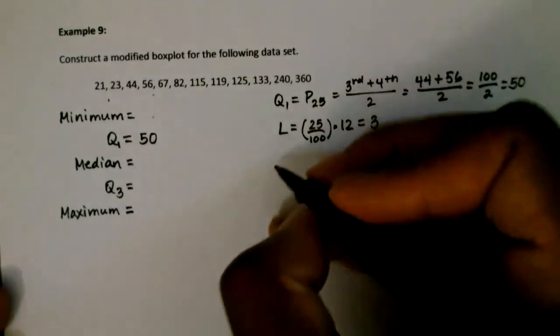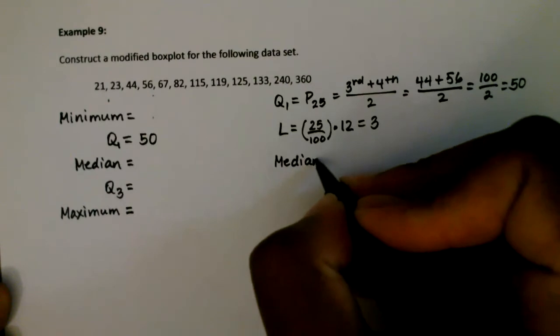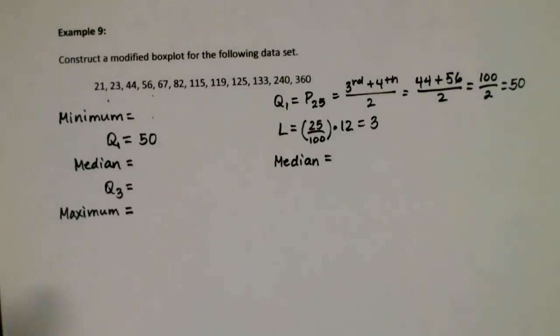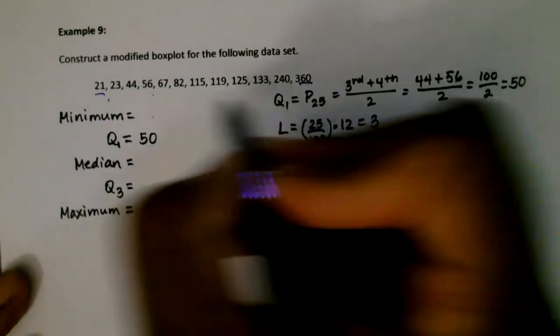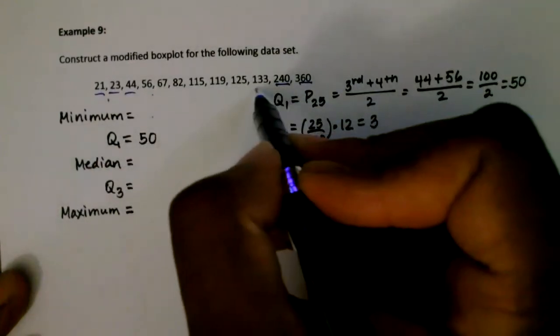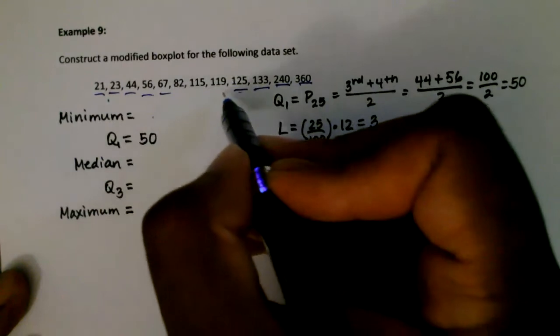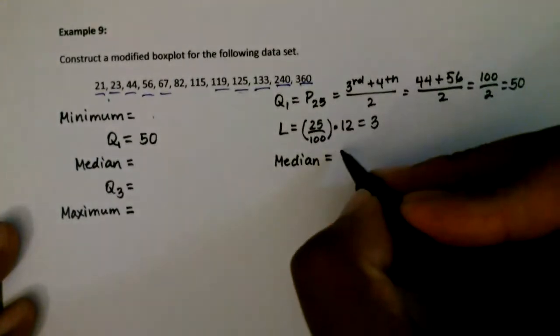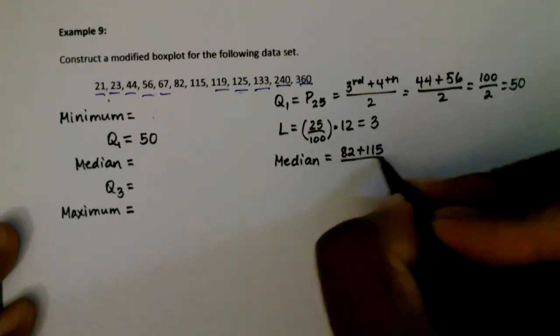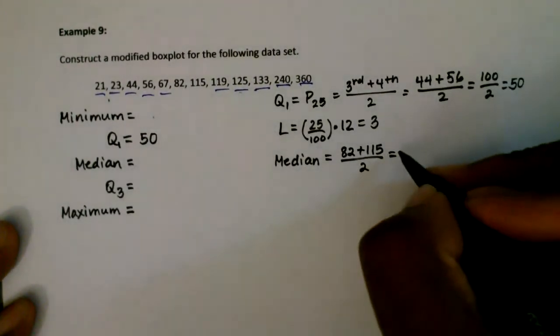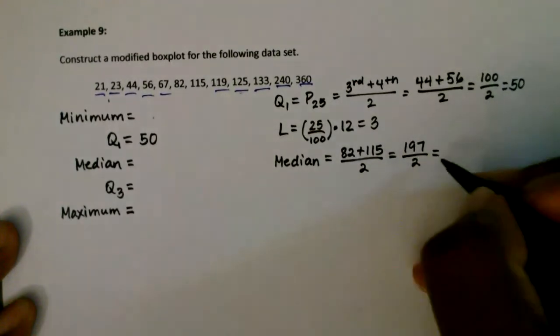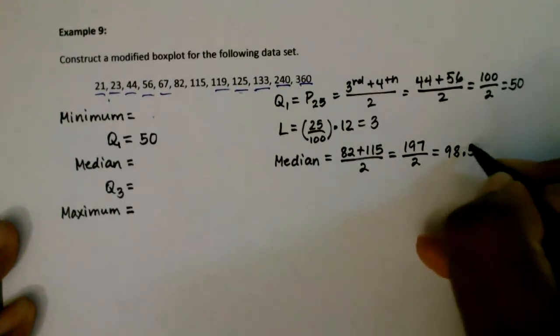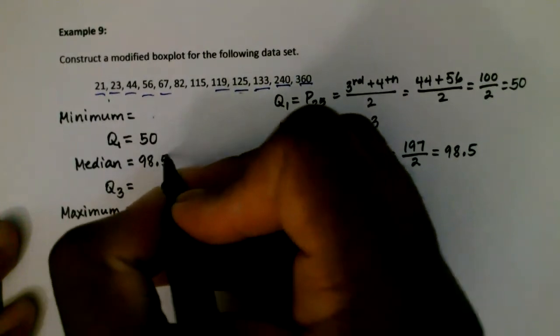And then the median. Let's see. I'll just underline the numbers on the far left and on the far right until I get to the middle number, like this. Well, notice I got two middle numbers, 82 and 115. So I need to get the average of the two middle numbers here. So if I do 82 plus 115, divide that by 2, well, 82 plus 115 is 197. 197 divided by 2 will be 98.5. That would be your median, 98.5.